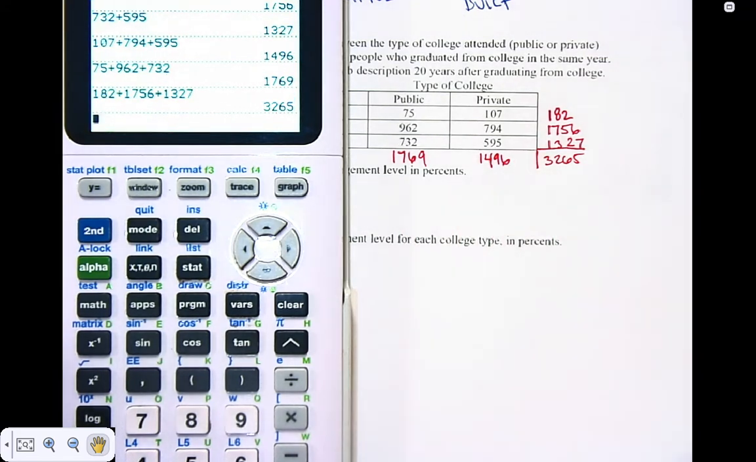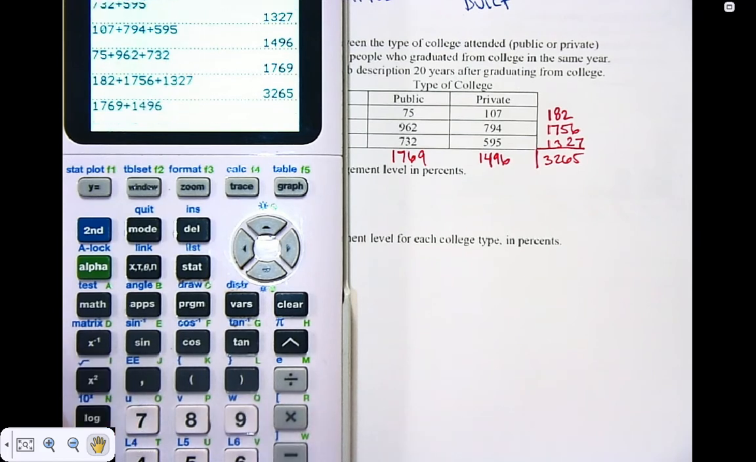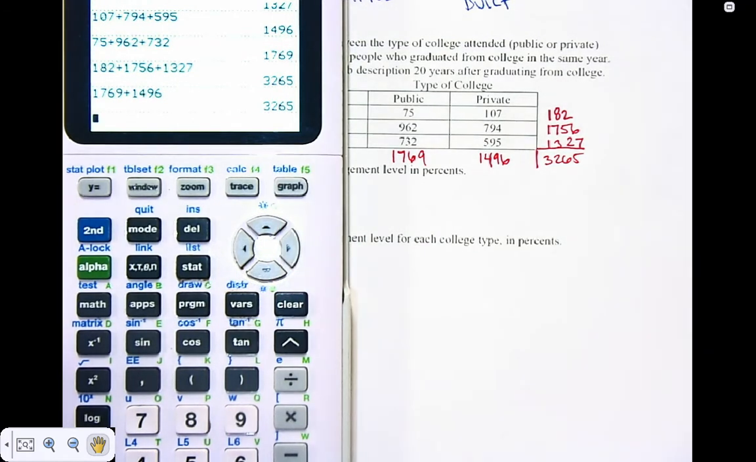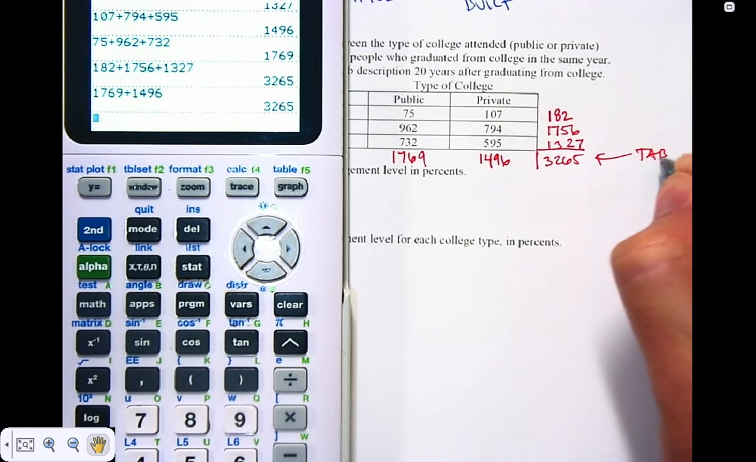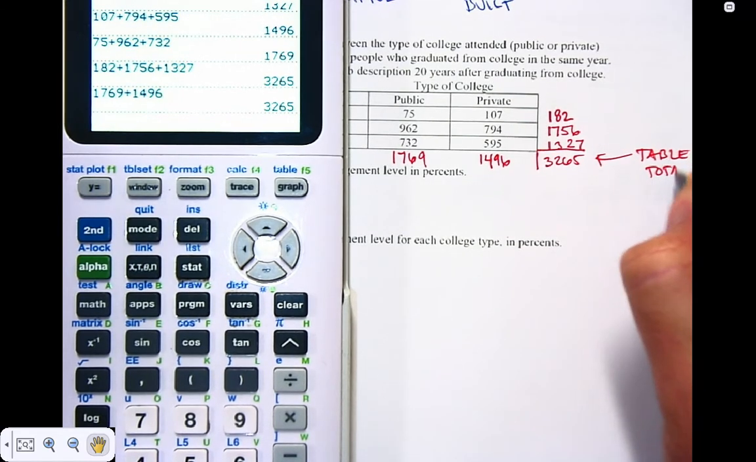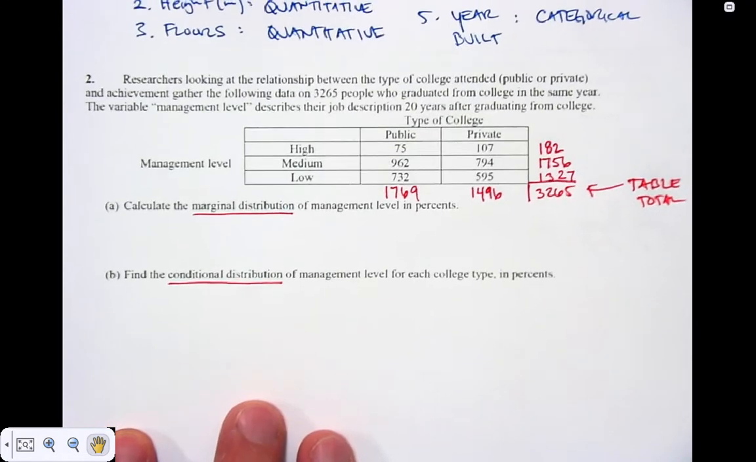And that was adding these three up. If you add these two up, you should get exactly the same thing. It's probably worth doing it on an assessment to make sure that you didn't make an error in your calculator. And this guy here is the table total.